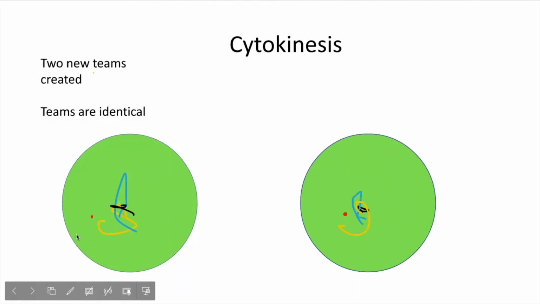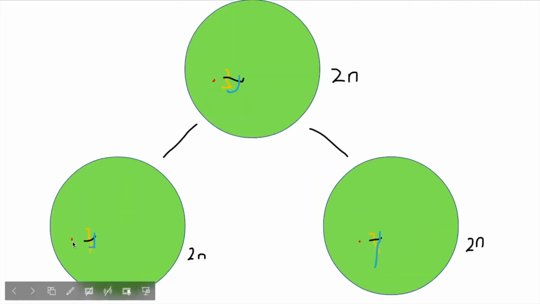Lastly, you have cytokinesis, which creates two new cells. And you can say that now you have two new teams, and both of these cells are identical to each other. So to summarize, we started with one cell, and it created two new cells.